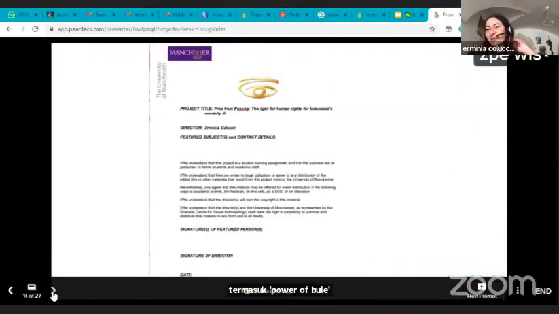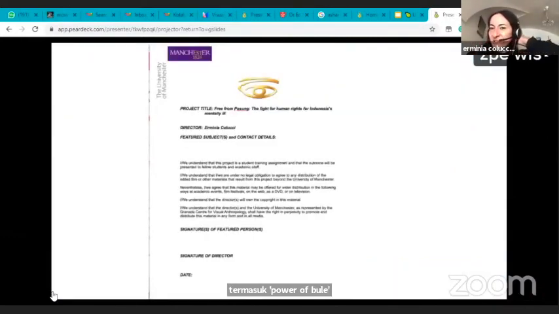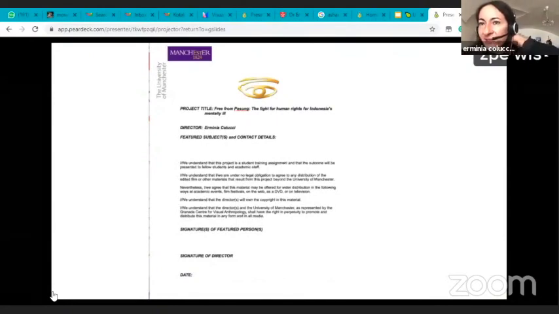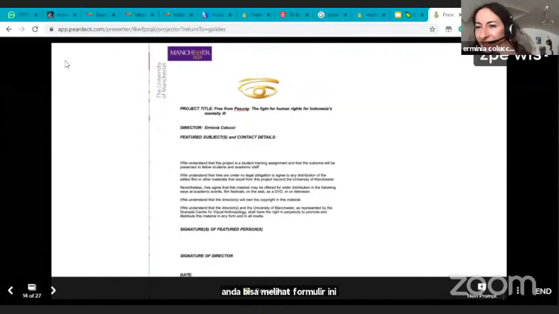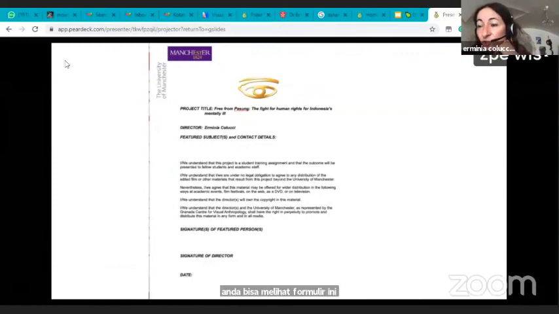So these are some examples of a research form. This is from a project, and maybe Lulan, after this you can show the Movie-ment website where people can see the project I'm referring to. This form was for a project called Free from Pasung, which originally became Breaking the Chains. It's a visual anthropology project I started in 2011.